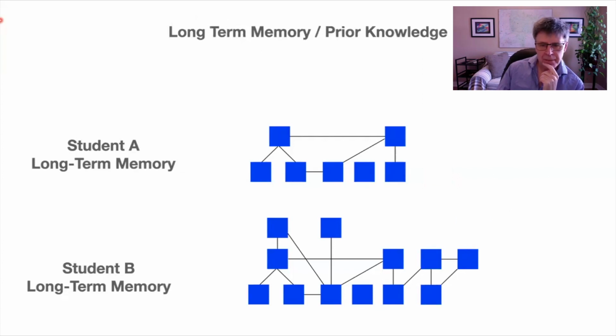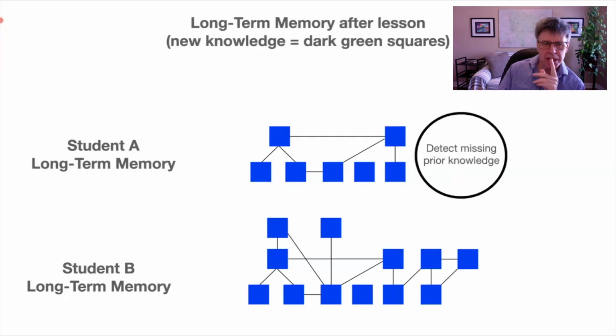Okay, so let's go back to the beginning and look at this original situation again. So here's how student A and B started. Now, if we want to correct this problem with student A not being able to create those connections, the first thing we need to do is to check to see if students have the prior knowledge necessary for learning the new content. So in this case, we would want to be able to detect that student A has missing prior knowledge.